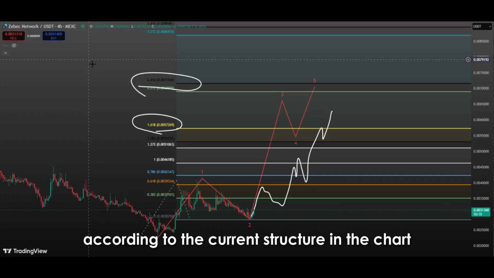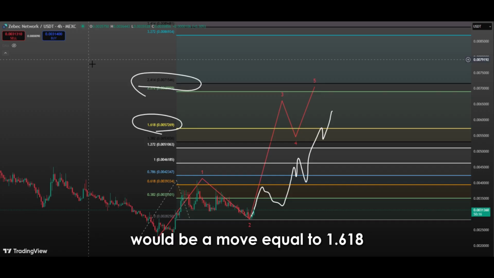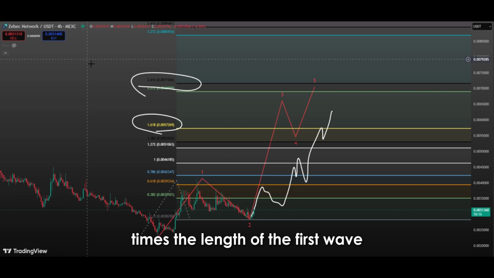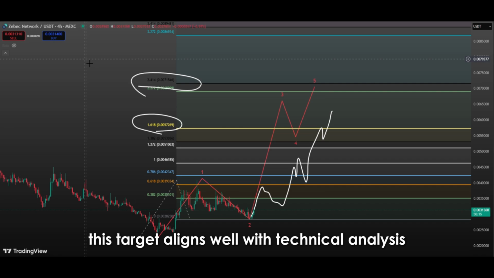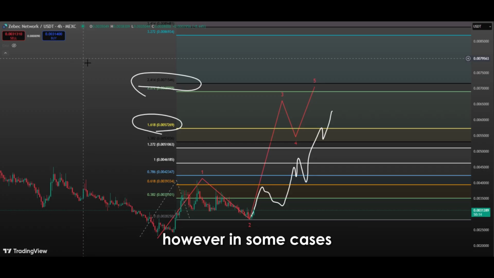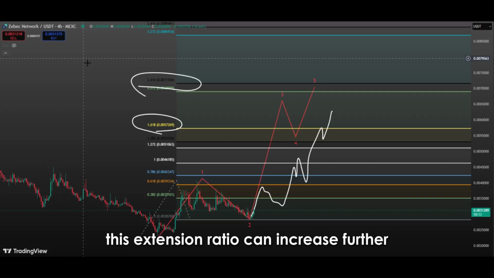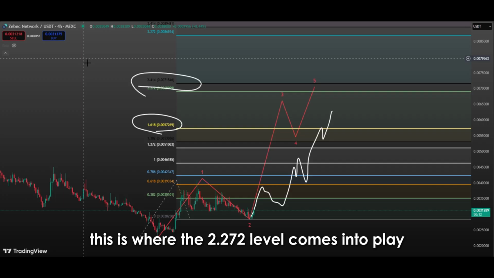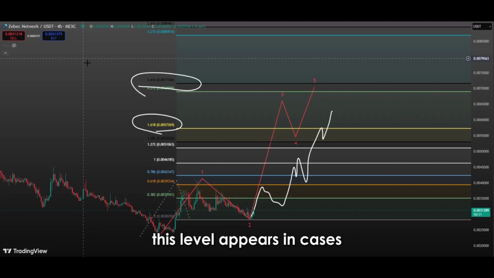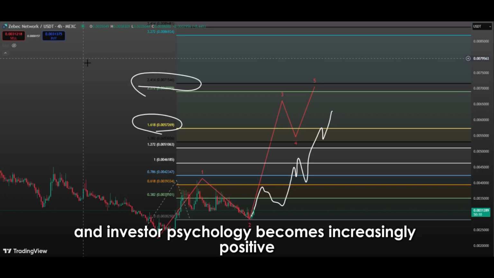According to the current structure in the chart, the most conservative target for the 3rd wave would be a move equal to 1.618 times the length of the 1st wave. This target aligns well with technical analysis standards based on historical data and numerous market examples. However, in some cases, especially during times of high market enthusiasm, this extension ratio can increase further. This is where the 2.272 level comes into play. This level appears in cases where the 3rd wave extends much more strongly and investor psychology becomes increasingly positive.